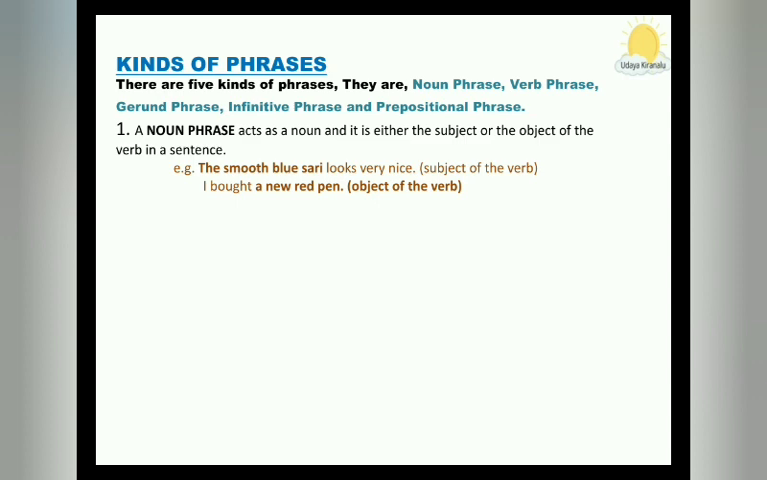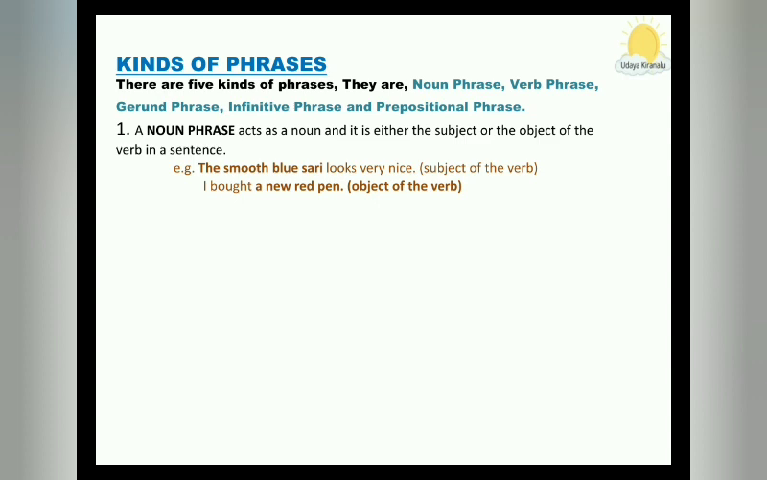The first one is noun phrase. A noun phrase acts as a noun and it is either the subject or the object of the verb in a sentence. For example, the smooth blue saree looks very nice. Here, the noun phrase is the smooth blue saree. The main word in this phrase is saree. And we have used smooth and blue to describe the noun saree. And it is the subject of the verb looks.